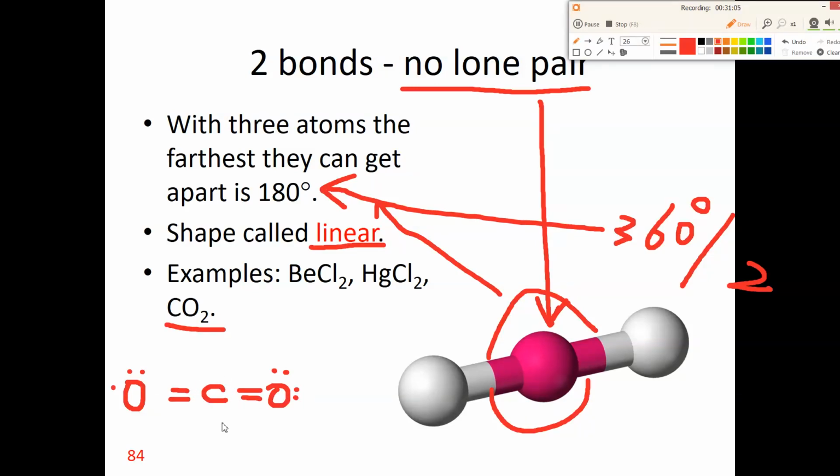In the next few slides we're going to talk about why sometimes carbon has no lone pair and sometimes has a lone pair on it. Something like mercury chloride. And just 3 examples.